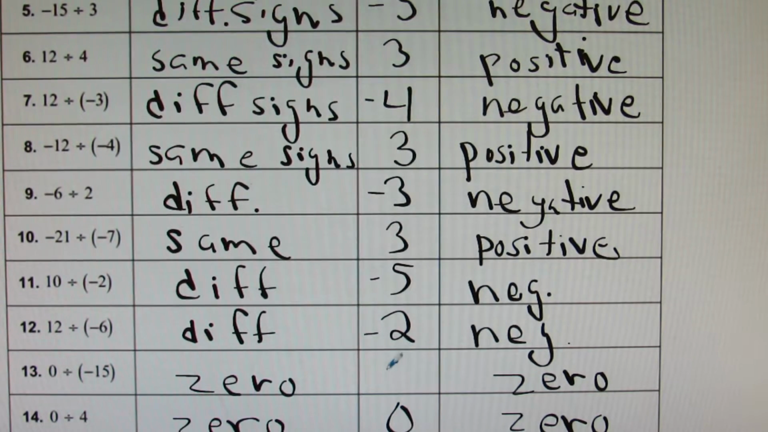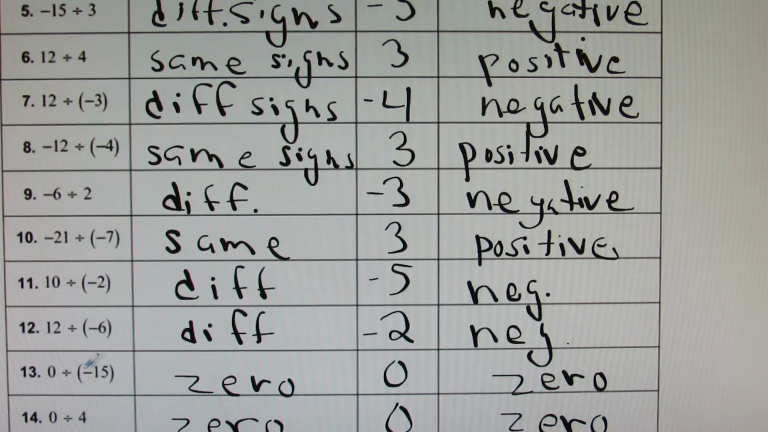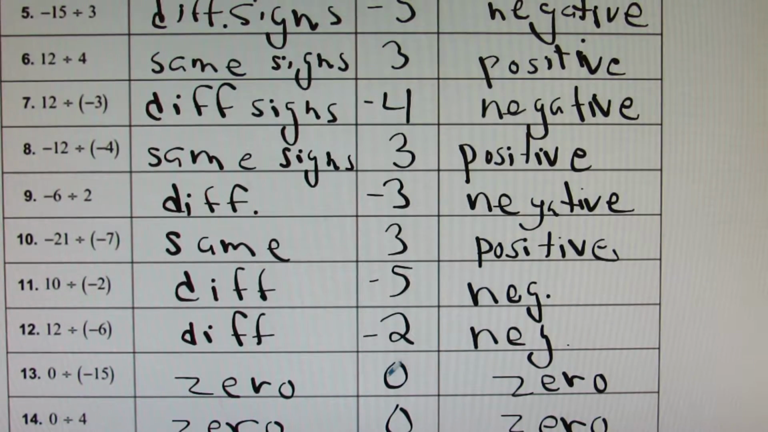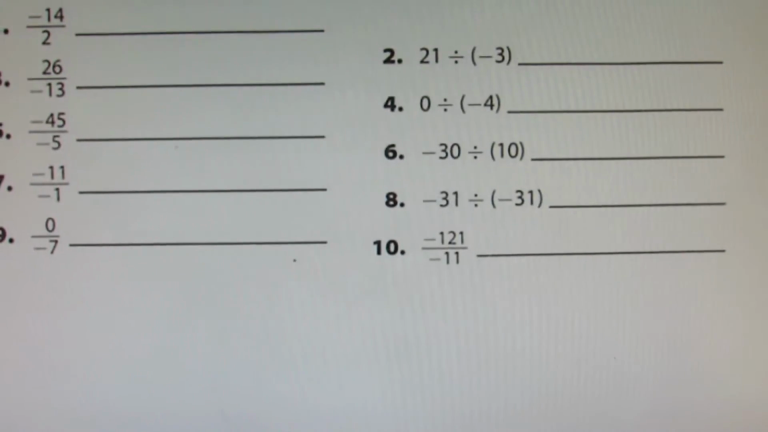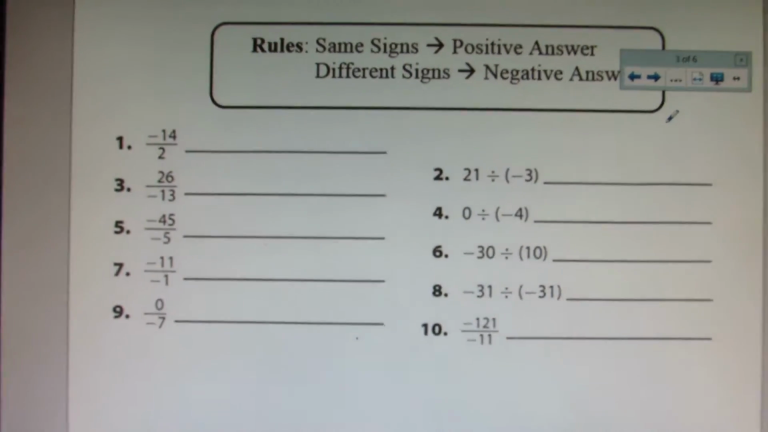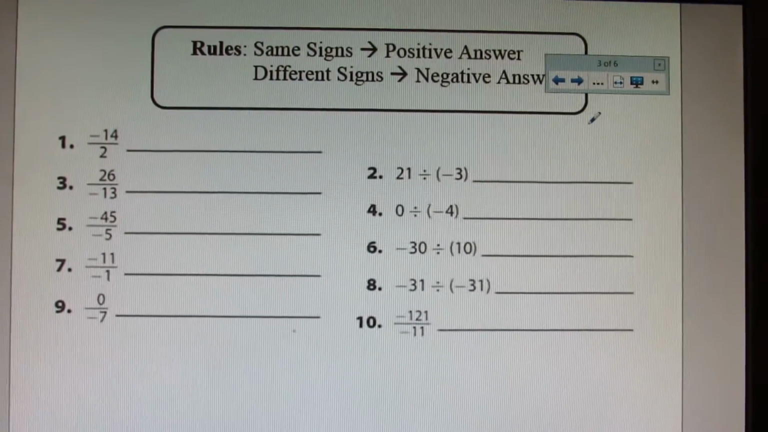And same with this one. Even though it's a negative number, I can't divide it. 0, I have nothing to divide. Everybody gets nothing. All right. So on the next part of this, as you can see, we have our 2 rules. Same signs, positive answer. Different signs, negative answer.